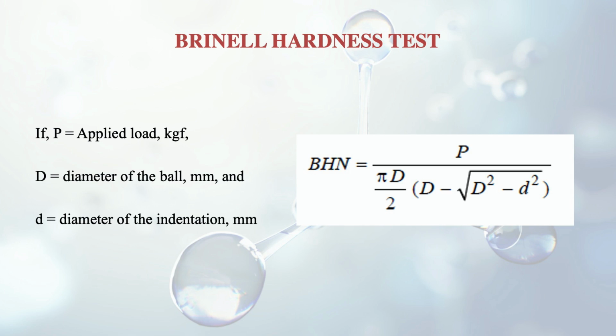So BHN is given by P, that is the applied load, divided by (πD/2) times (D minus root of D square minus small d square). So this is the formula for BHN. So how do we get this formula? Let's see in this derivation.